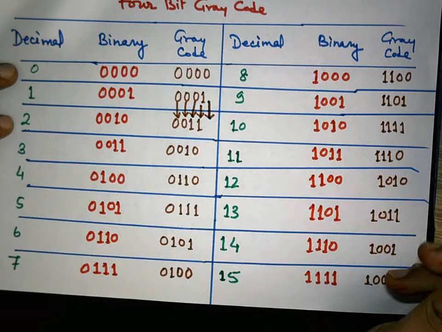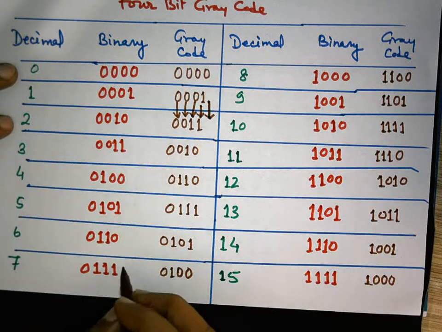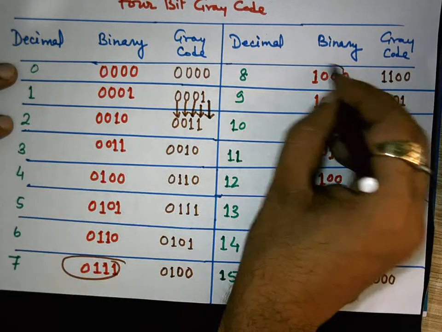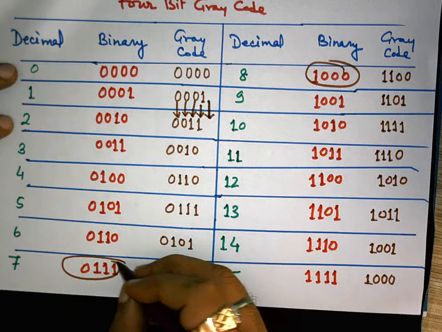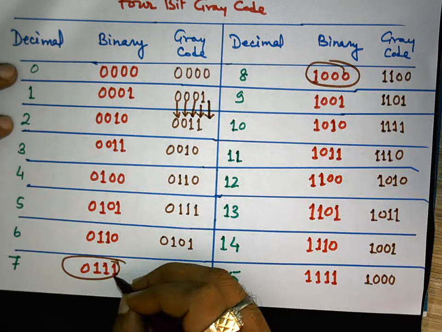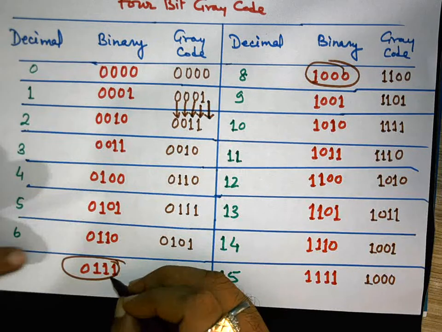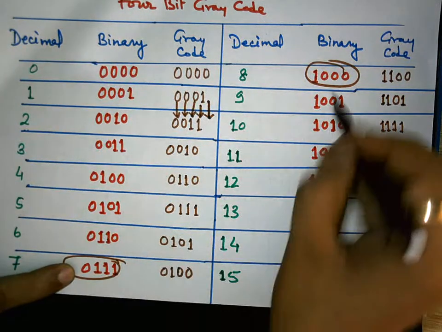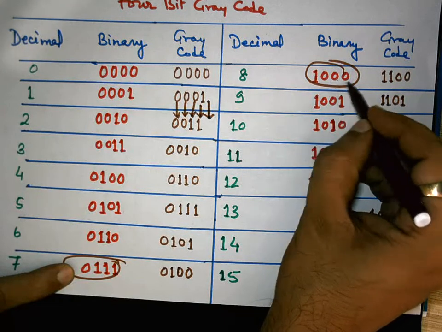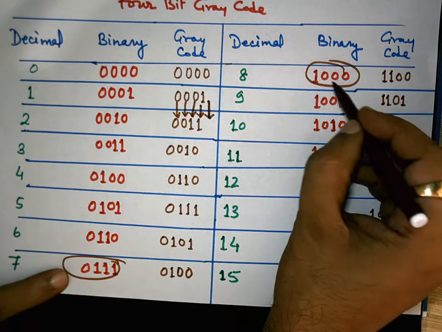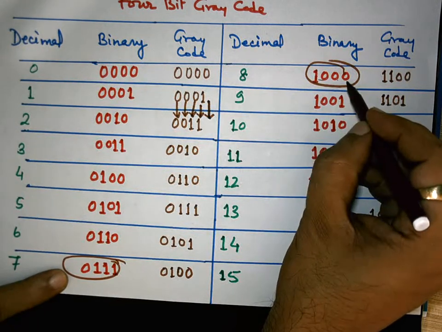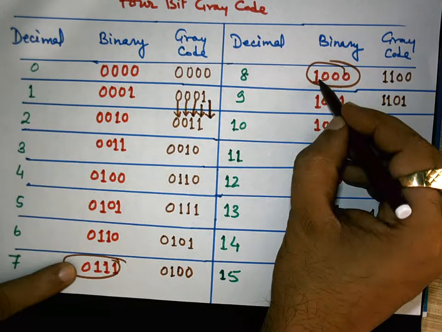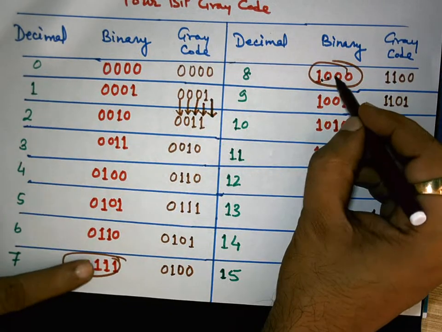Whereas in binary, suppose you look at the changes that occur between 7 and 8. This is the binary pattern for 8, and this is the binary pattern for 7. All 4 bits are changing. This 0 is changed to 1, this 1 is changed to 0, this 1 is changed to 0, this 1 is changed to 0.